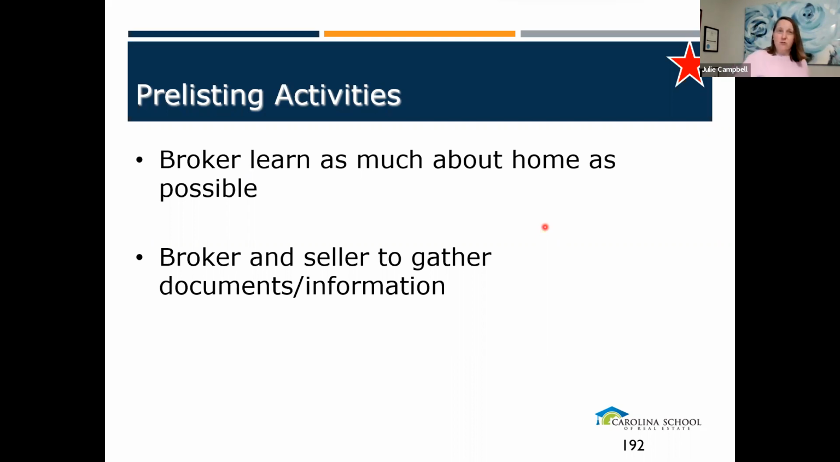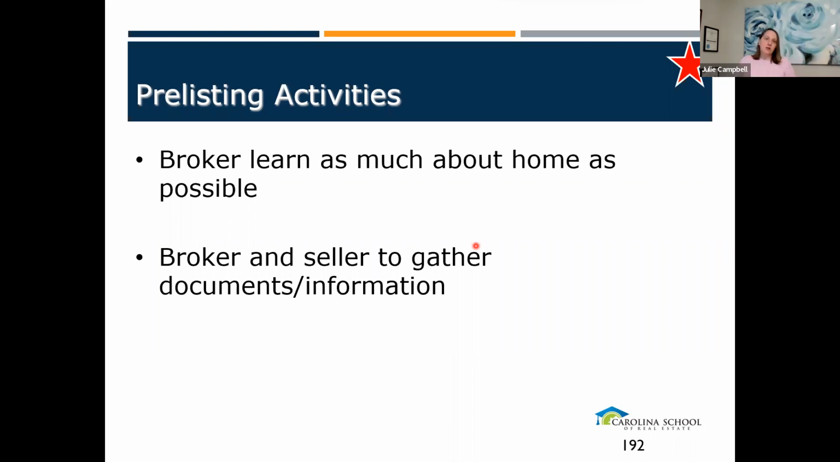Another thing from the seller that we need to get, maybe not at the first meeting if you're in a competitive listing. In a competitive listing, you're doing your dog and pony dance to win the listing. But once you know you're going to get the business, very early in the relationship, we need to learn from the seller what their outstanding liens are.